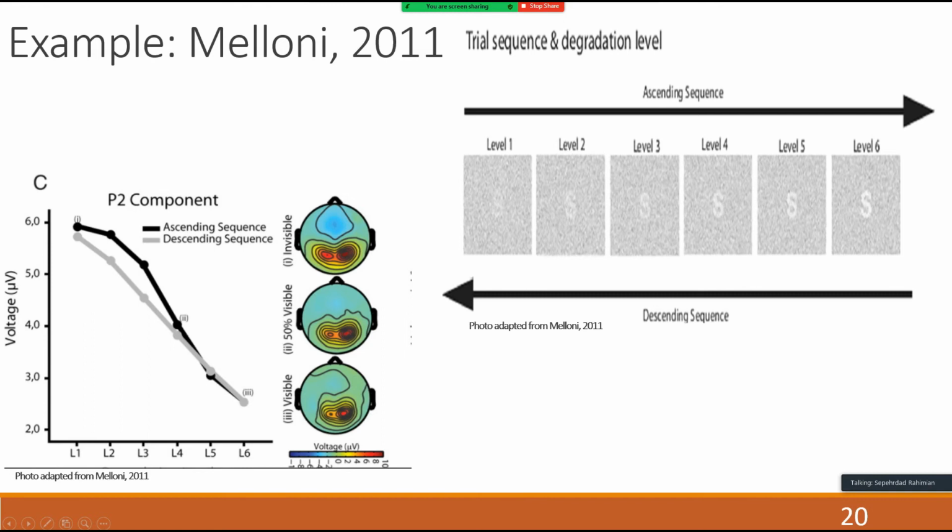And then once it gets more clear, well, the conflict is getting less and less, because you're seeing that, oh, there's an S, so the alternatives are getting eliminated. The reason that this is nonlinear is that at some point you just realize that's an S. We recognize S, and then we just find out this letter. Whereas in the descending sequence, you're starting from level 6. So it is very clear that it's an S and it's getting degraded over time. Therefore, the conflict is getting more and more because it is becoming less visible.